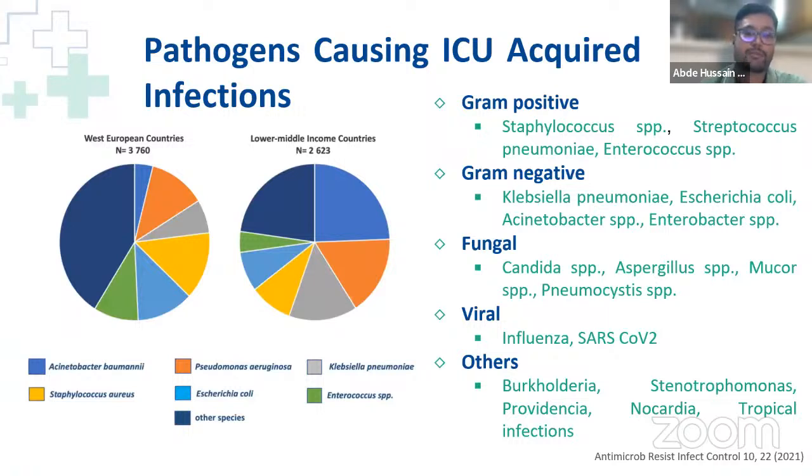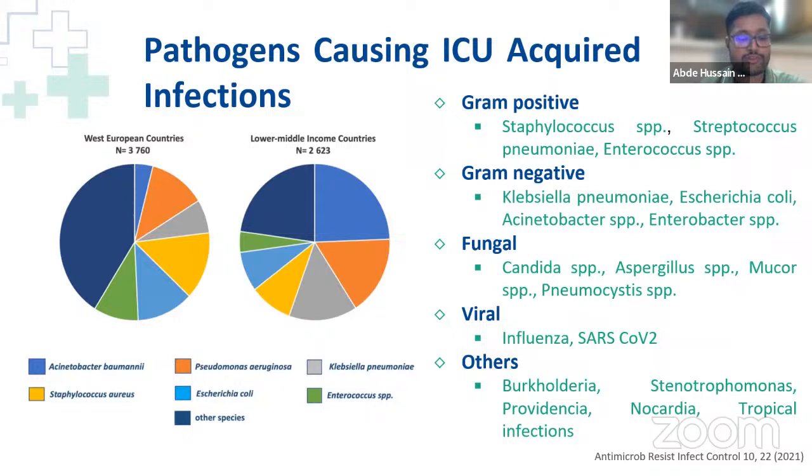So next, coming to the pathogens causing ICU-acquired infections. In comparison, gram-negative bacilli constituted the most prevalent group of nosocomial pathogens in these ICUs. The most common single pathogens causing ICU-acquired infection in LMICs were Acinetobacter baumannii, P. aeruginosa, and Klebsiella pneumoniae. These cause the majority of the infections.